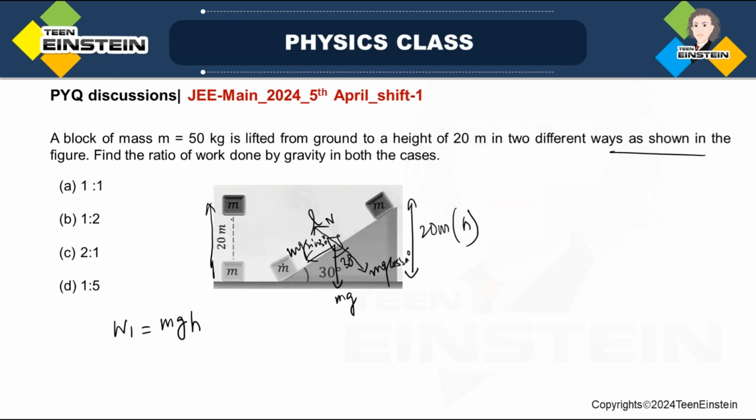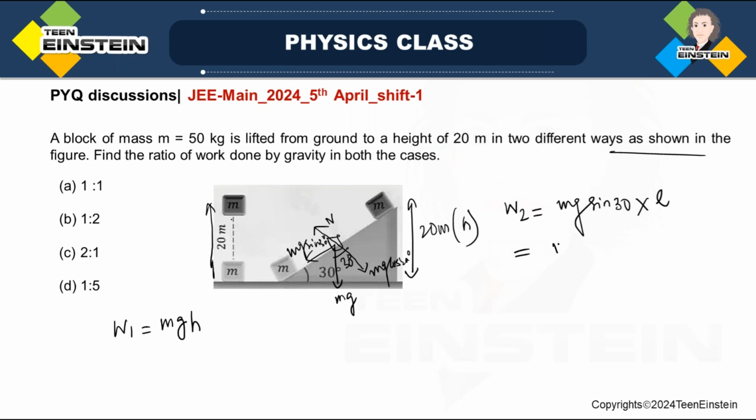So if I take the length of the inclined plane to be L, then I know the force against which I have to work. That is mg sine theta. Sine theta means I'm taking sine 30 here. mg sine 30, that is the force against which I have to work, into the displacement L. This is L, the length of the inclined plane. So this is the work done in the second case.